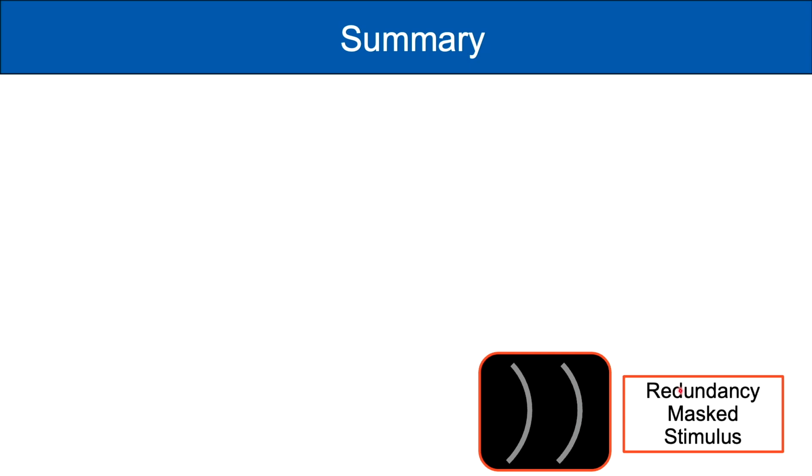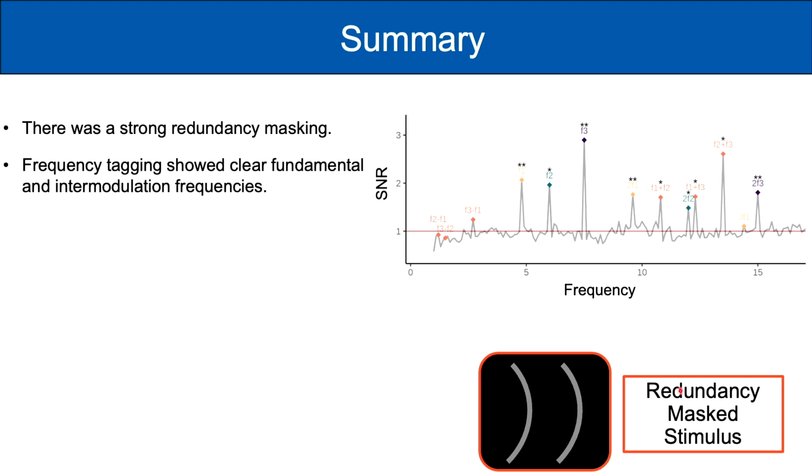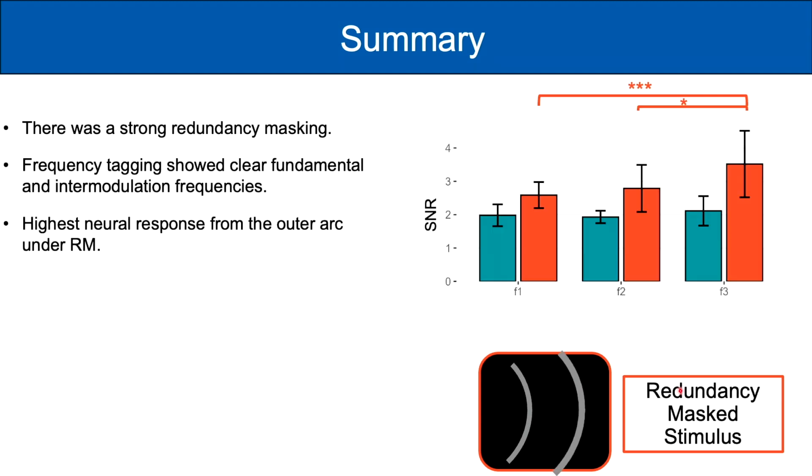To sum up, there was a strong redundancy masking. Participants perceived most of the time 2 rather than 3 arcs. Even though items were presented quite far in the periphery, we were able to extract frequency components not only in the fundamental frequencies but also in the intermodulation frequencies, suggesting robustness of our technique. And we show the highest neural response from the outer arc under redundancy masking.